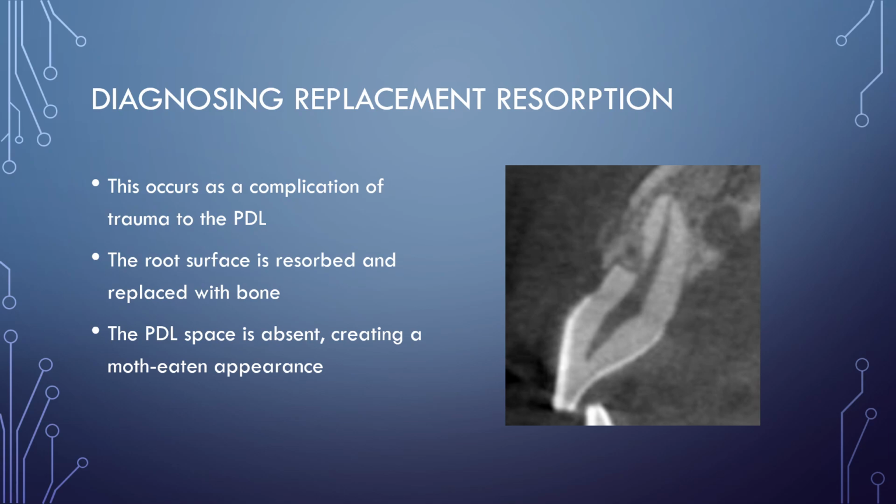You will see the direct fusion of the surrounding alveolar bone directly to the root surface. As the root is slowly resorbed and replaced with bone, it takes on a highly characteristic, moth-eaten appearance. Recognizing this definitive fusion on the scan is critical, as it confirms a poor long-term prognosis where the tooth structure will ultimately be lost.